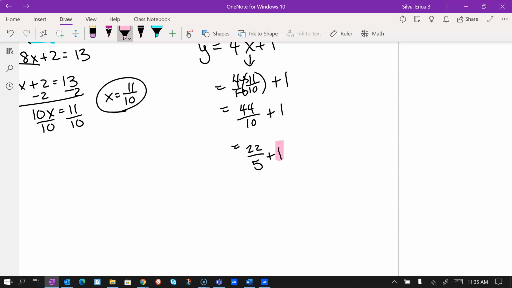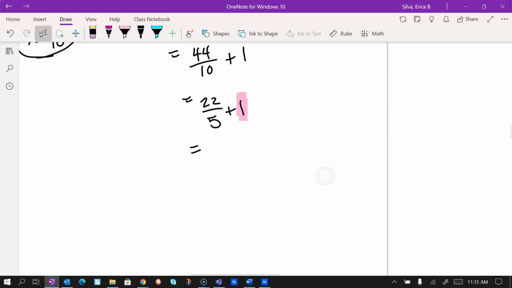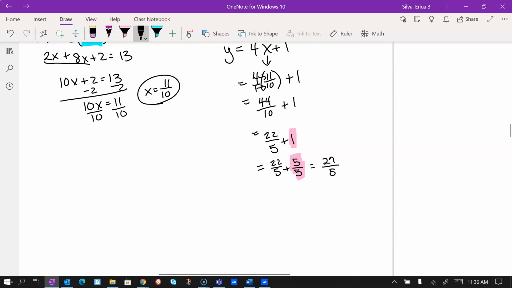And to be able to solve when we add a whole number to a fraction, we're going to change that whole number so that 5 is the denominator, which would be 5 over 5, because 5 divided by 5 is equal to 1. So just bring that one down, and now we have 27 over 5. 22 plus 5 is 27, and we keep the denominator. So our solution would be at 11 over 10 for x, and this is our y, 27 over 5.